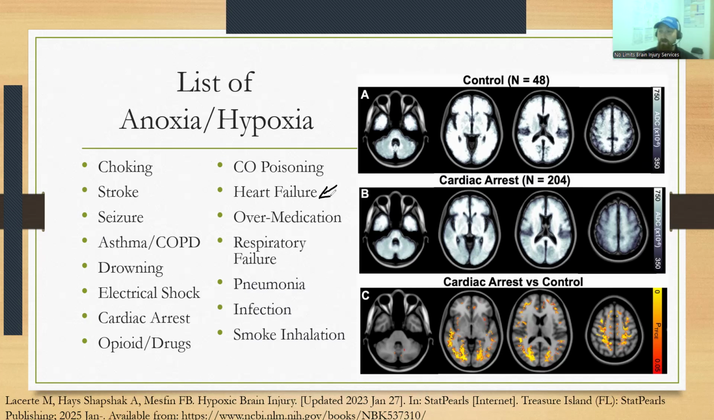Also, heart failure. Maybe there's a failure in the vasculature where the blood can't get back up.